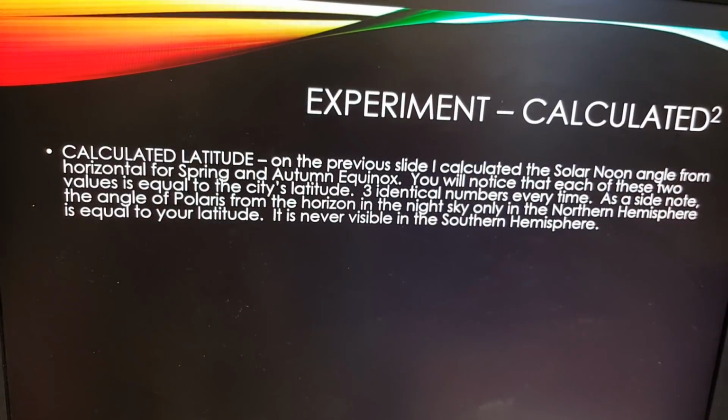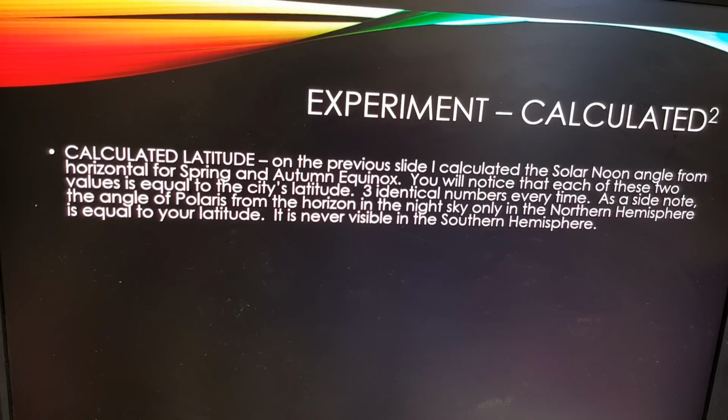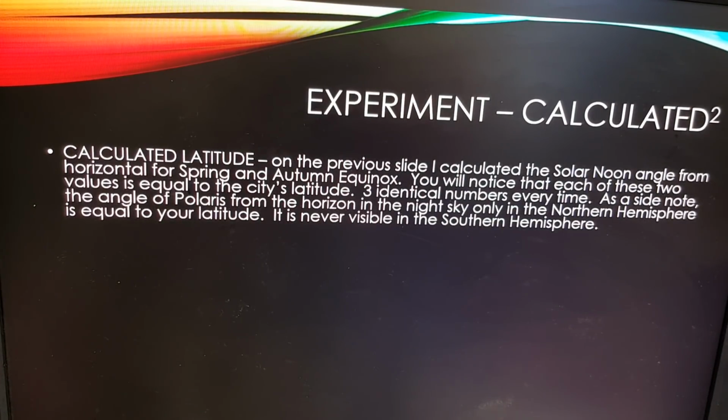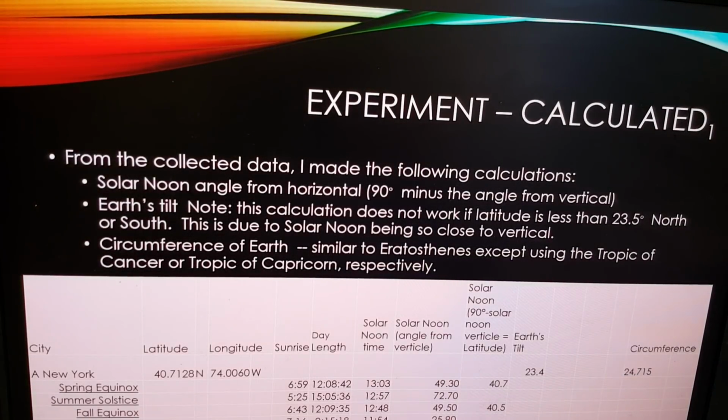So for calculated latitude, that was another thing. On the previous slide, you can see I calculated the solar noon angle from horizontal for spring and autumn equinox, and I can show you that. The angle from horizontal, I only did the spring equinox and fall equinox, and the reason for that will be clear in a minute.